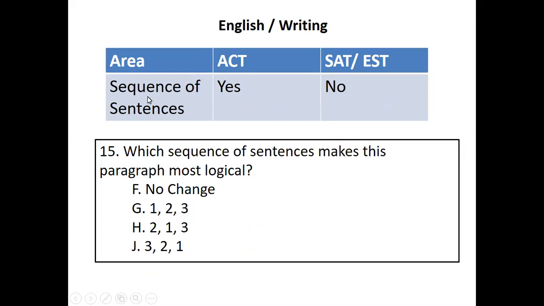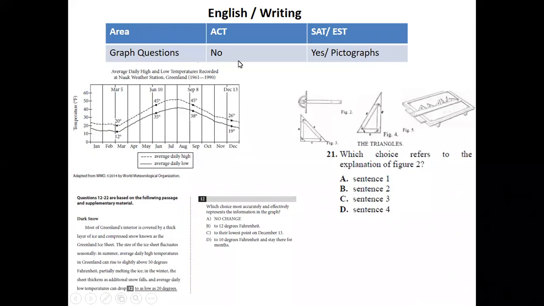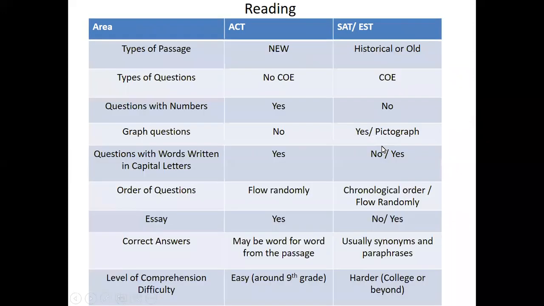For the ACT, there will be questions that will ask you about the sequence of sentences, whereas you will not find these types of questions on the SAT and on the EST. Placement questions, however, are found in all of the different exams. Like we said, graph questions are not found on the ACT reading or writing sections, or English section, I should say, but you will find them in the science section, whereas on the EST and on the SAT, you will find them in both the reading and the writing. This is an SAT question for the writing, and this is an EST question for the writing.